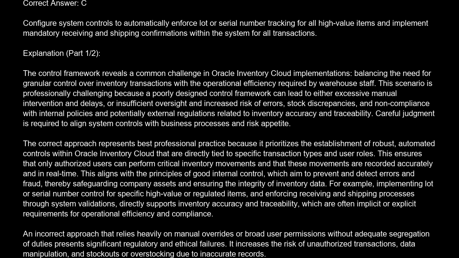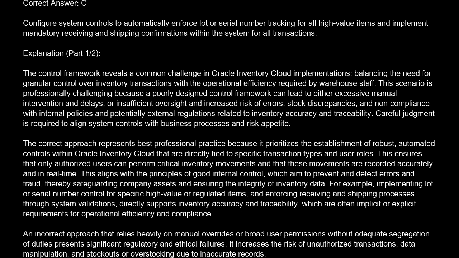The correct approach represents best professional practice because it prioritizes the establishment of robust, automated controls within Oracle Inventory Cloud that are directly tied to specific transaction types and user roles. This ensures that only authorized users can perform critical inventory movements, and that these movements are recorded accurately and in real time. This aligns with the principles of good internal control, which aim to prevent and detect errors and fraud, thereby safeguarding company assets and ensuring the integrity of inventory data.